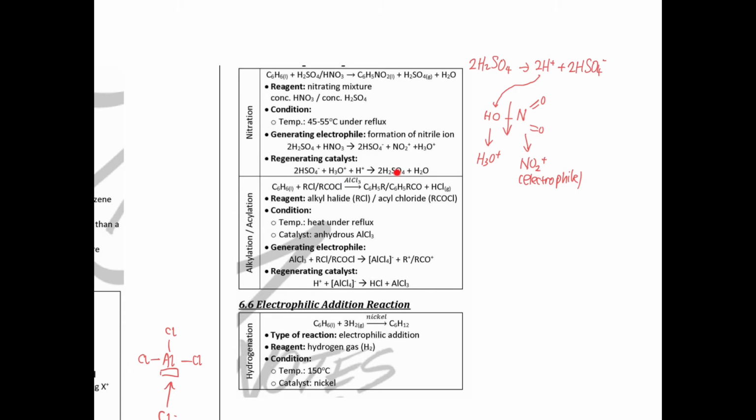They all form back sulfuric acid, the catalyst, and H2O. So the H3O positive becomes H2O. This one donates a proton, and this one also gives away a proton to the HSO4. So it accepts 2 protons and forms sulfuric acid.